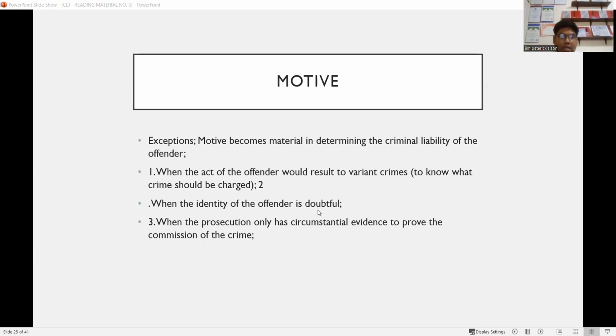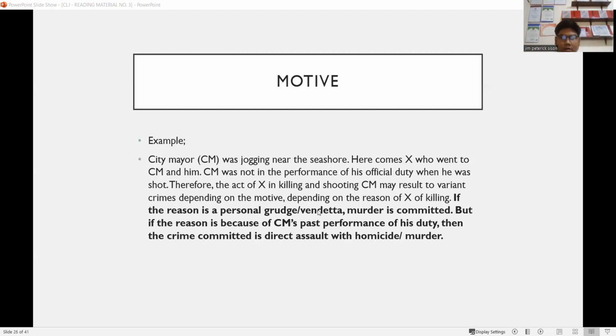So motive becomes material if the exceptions are present. So example, a city mayor was jogging near the seashore. And here comes X who went to the city mayor, and the city mayor was not in the performance of his official duty when he was shot. Therefore, the act of X in killing and shooting the city mayor may result in variant crimes, two or more crimes, depending on the motive, depending on the reason for killing the city mayor. So if the reason is just a personal grudge, then murder is committed because there's premeditation and there's treachery. Okay?